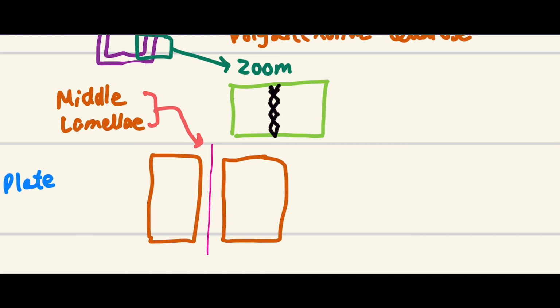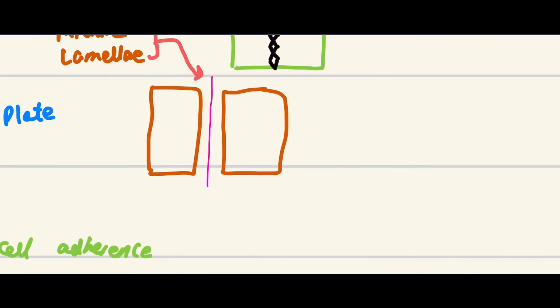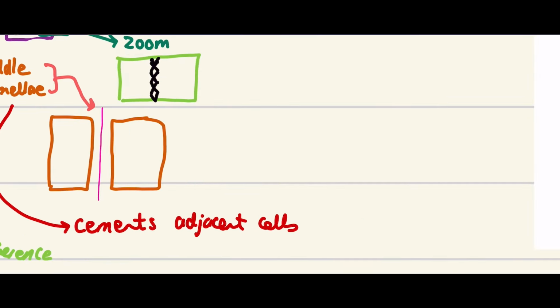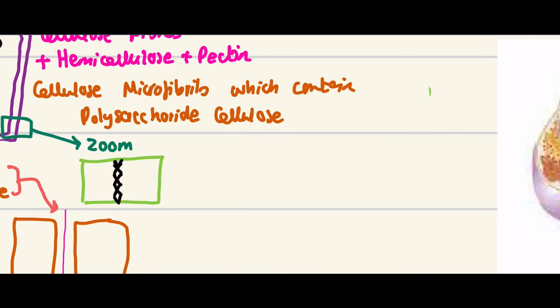ठीक है, so this is going to be my middle lamella, and what it does is that it sort of cements adjacent cells together. ठीक है, just a second, I'll have to pause. I'll just write cements adjacent cells. Okay, so it's going to basically cement the adjacent cells together. Not a lot of detail right now, we'll talk about it in the future.